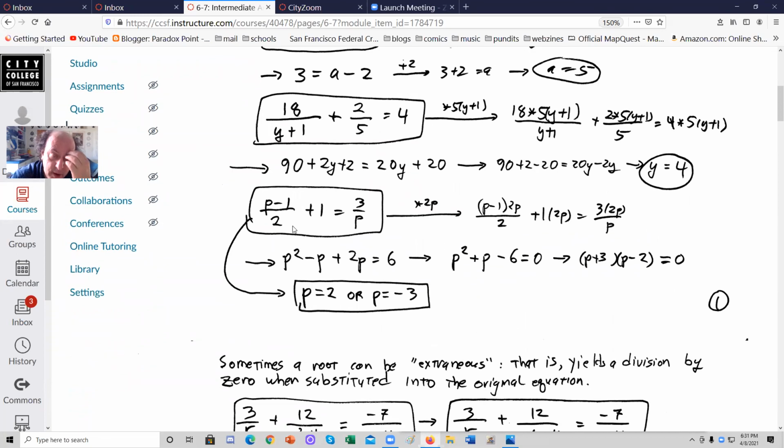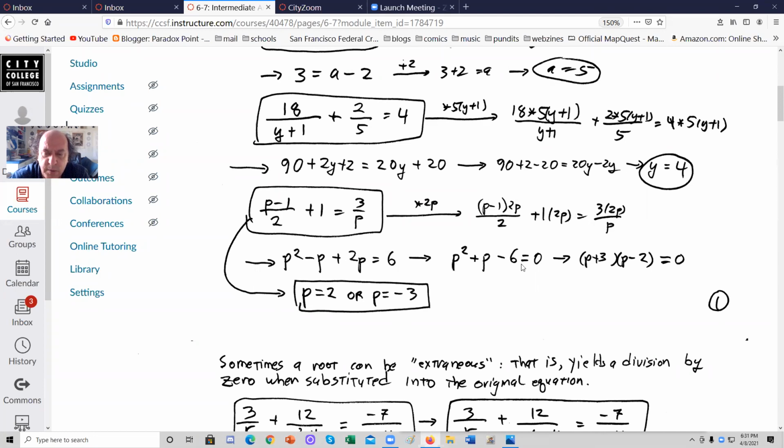Now here, (p minus 1) over 2, plus 1, equals 3 over p. Denominators are 2 and p, so we multiply throughout by 2p. So this term becomes (p minus 1) times 2p over 2, plus this term is 1 times 2p, equals 3 times 2p over p. After canceling 2 and distributing, and after canceling p and multiplying, you get p squared minus p plus 2p equals 6. Do some transposing and combining terms.